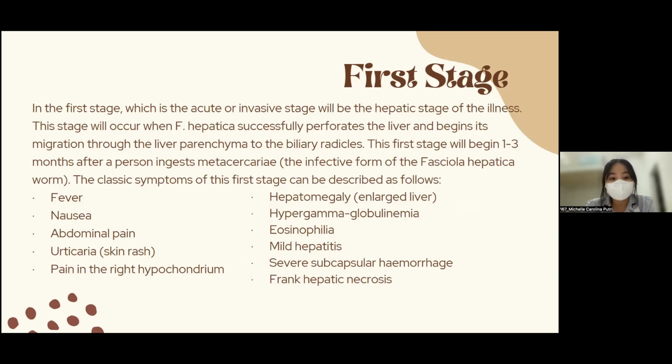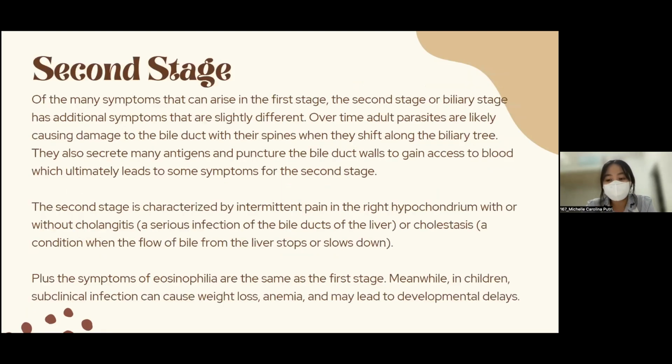Next, the second stage is characterized by intermittent pain in the right hypochondrium with or without cholangitis or cholestasis. Plus, the eosinophilia is the same as in the first stage. Meanwhile, in children, subclinical infection can cause weight loss, anemia, and may lead to developmental delays.